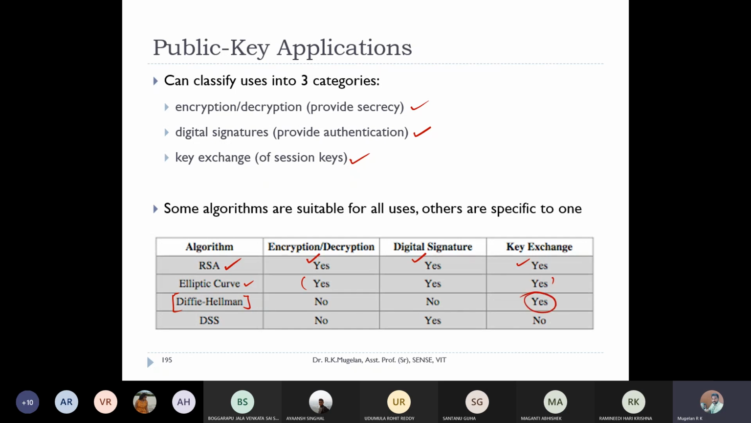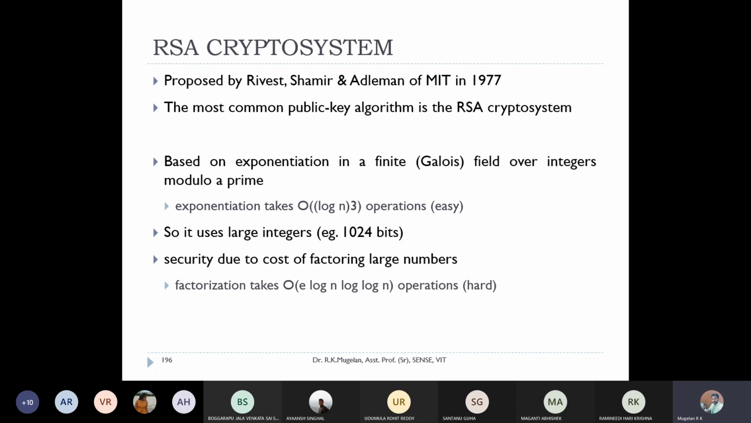Then we have the famous Digital Signature Standard. Even nowadays, our Indian national banks are using this one, DSS, Digital Signature Standard, which comes under public key cryptography. Right. So to start off, now we move to the RSA cryptosystem.